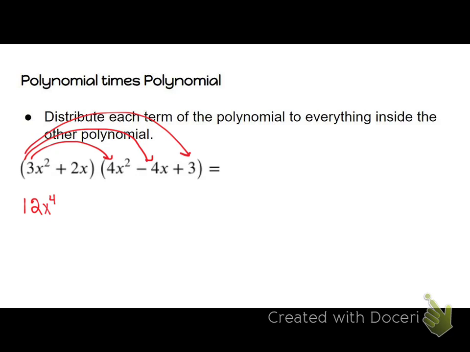What's your coefficient? Okay, what's 3 times negative 4? Okay. Now we worry about our variables. So I have x squared and x. Do they have the same base, the same variables?